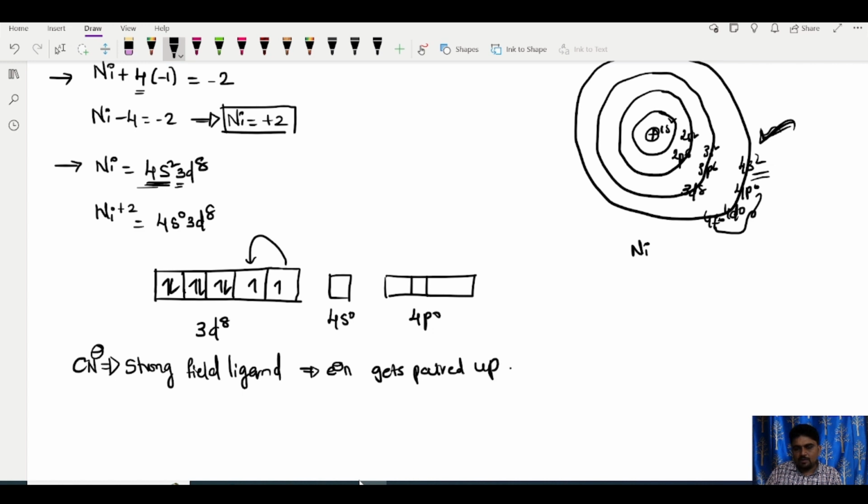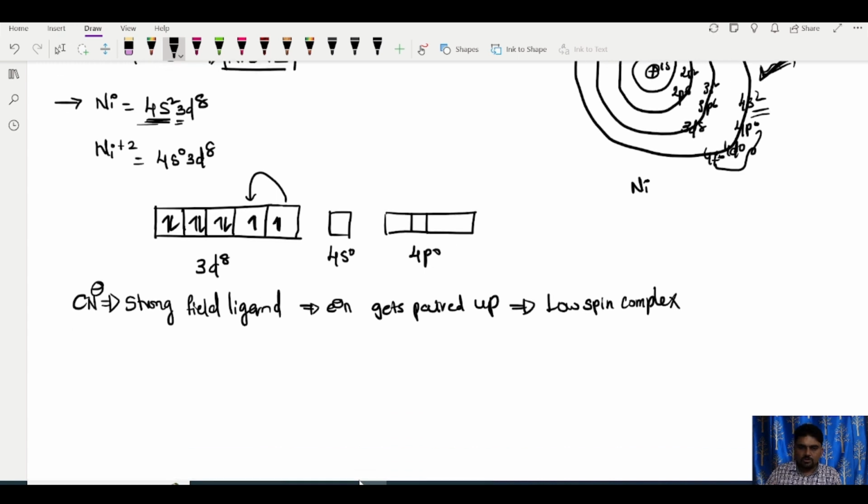So what happens here now? A low spin complex is going to form. Why are we saying it's low spin? Initially there were unpaired electrons, and the unpaired electrons are becoming paired. Initially there was spin, plus half and plus half, and now it is becoming 0. So that's why we say low spin complex.